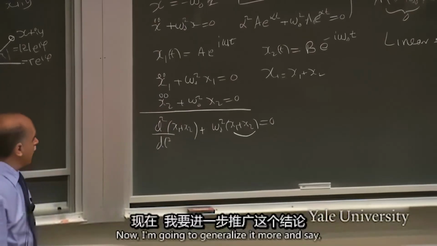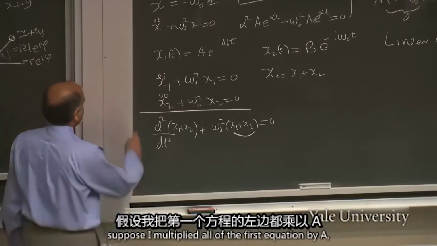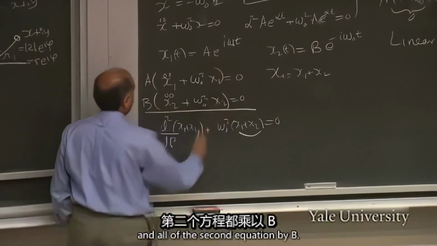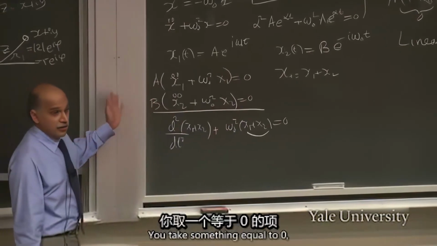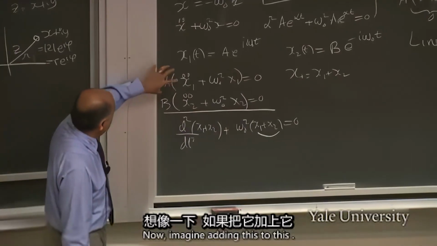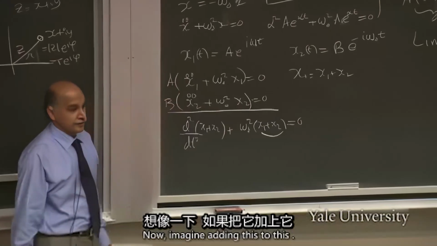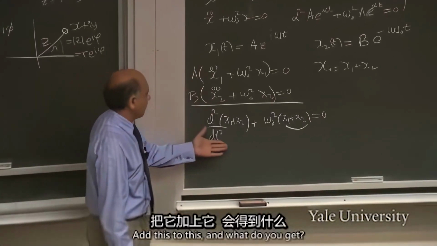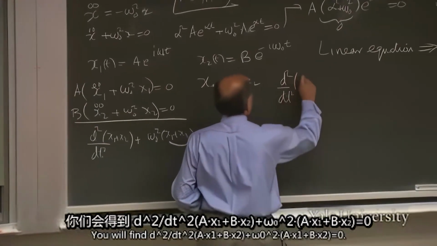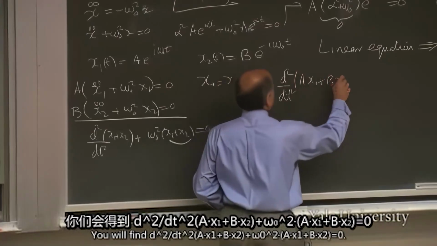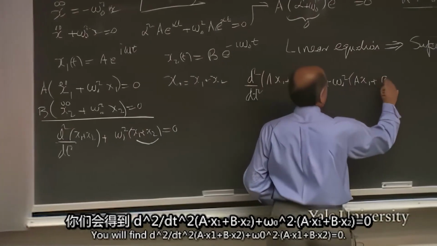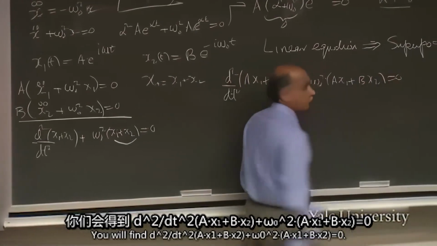Now I'm going to generalize it more and say, suppose I multiplied all of the first equation by A and all of the second equation by B. Well, that's certainly still true, right? You take something equal to 0, multiply both sides by A, it's still going to be 0. Now imagine adding this to this. Add this to this, and what do you get? You will find d squared over dt squared of (a x1 plus b x2) plus omega 0 squared times (a x1 plus b x2) is 0.